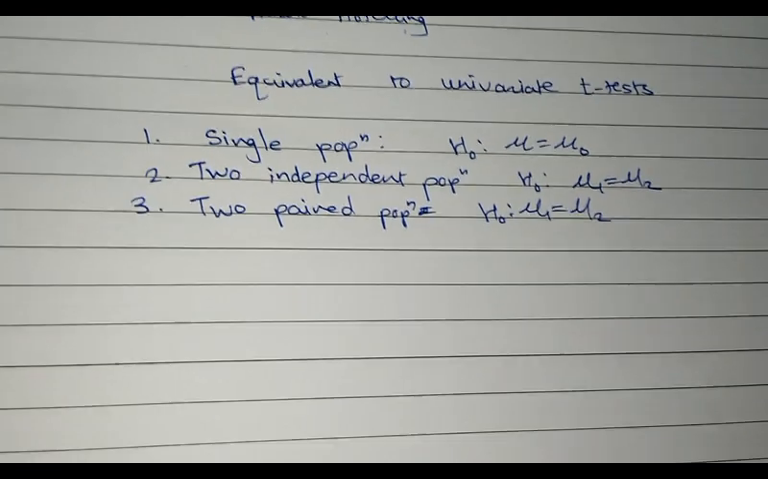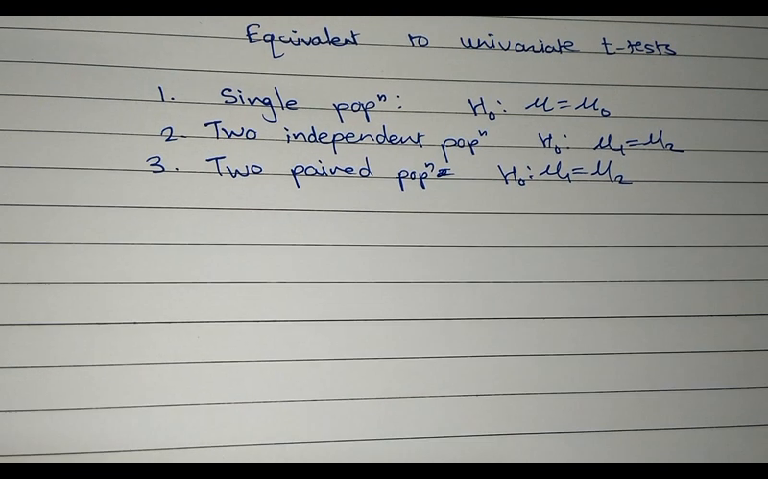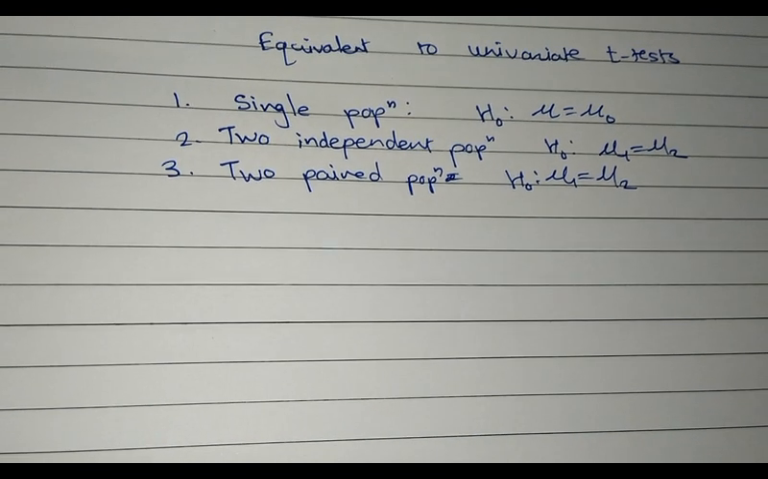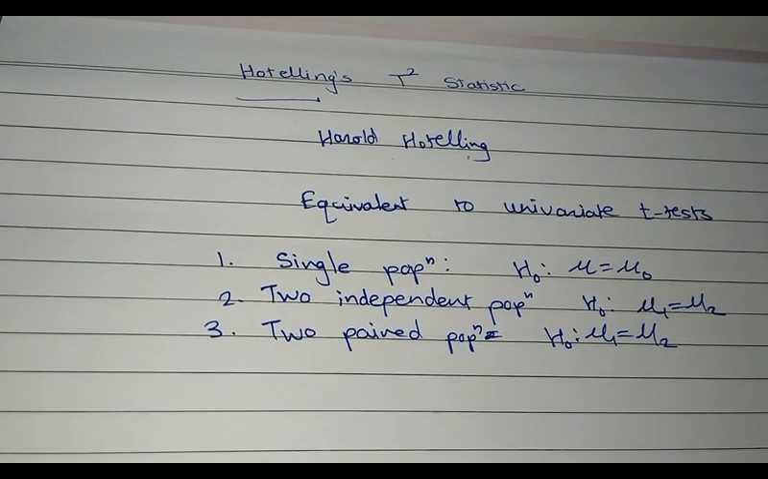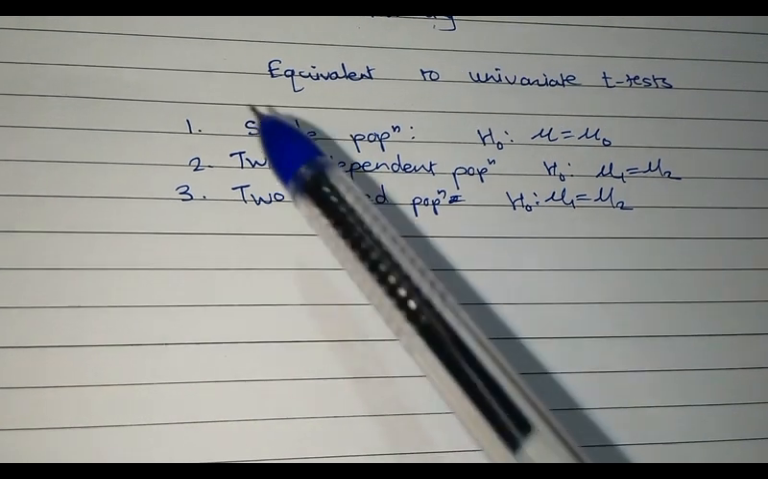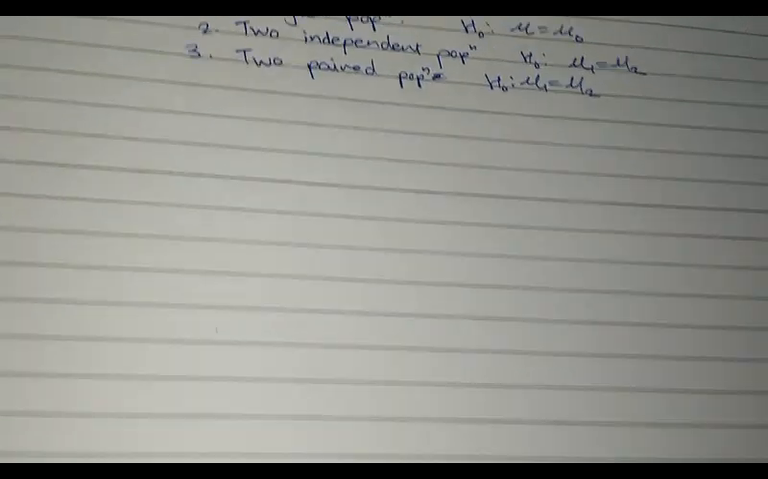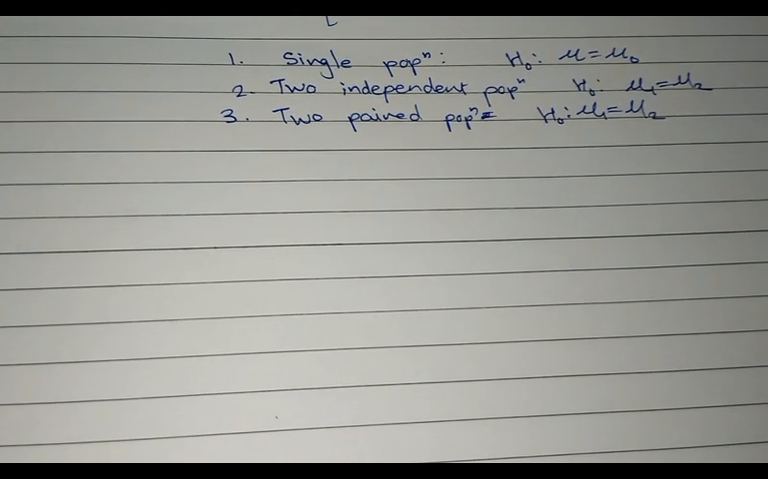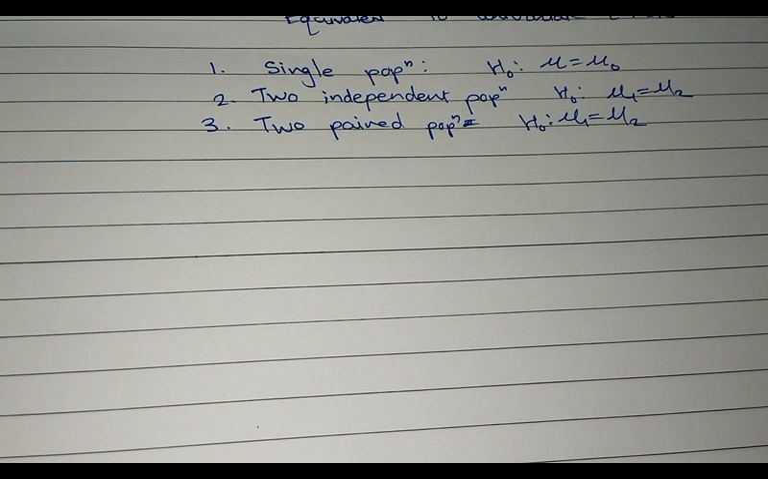So we know that the t-test could be used in any of these three scenarios. Of course, the statistic differs and the degrees of freedom differ and so on. Similarly, we are going to study Hotelling's T-square statistic, which can be used in similar scenarios in the multivariate setup. Let me first define the test statistic, state its null distribution, and then we'll see the application.